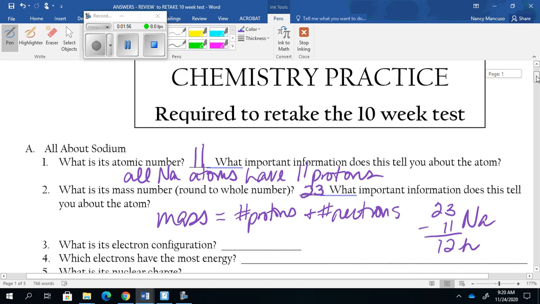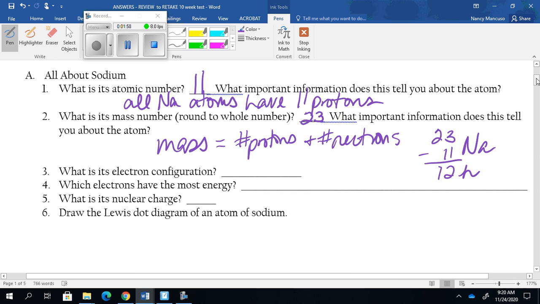All right, next, what is the electron configuration? So I look under the 11 in the box on the periodic table, and it says 2-8-1. So that tells me it has 3 energy levels. The first energy level holds 2 electrons. The next energy level holds 8, and the last energy level holds 1.